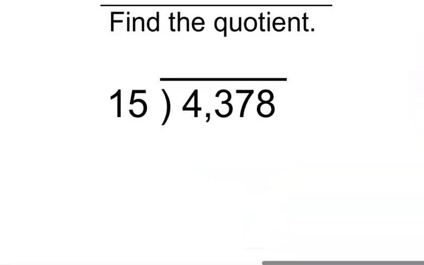Okay, let's find this quotient. All right, how many times does 15 go into 4? It doesn't. How many times does 15 go into 43? Well, it can go into it 2 times. 15 times 2 is 30. So we're going to subtract that. 43 minus 30 is 13. We're going to bring down that 7. So we have 137. How many times does 15 go into 137?